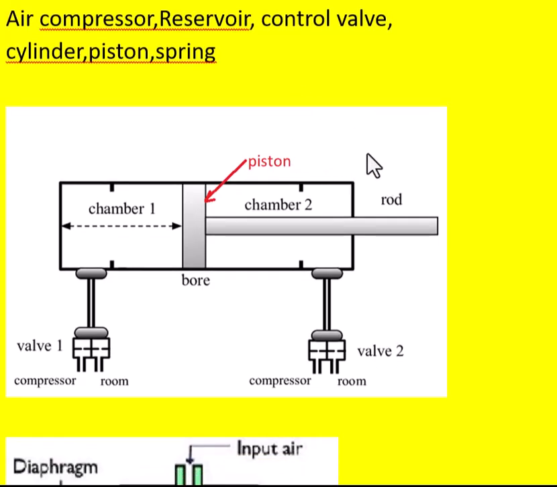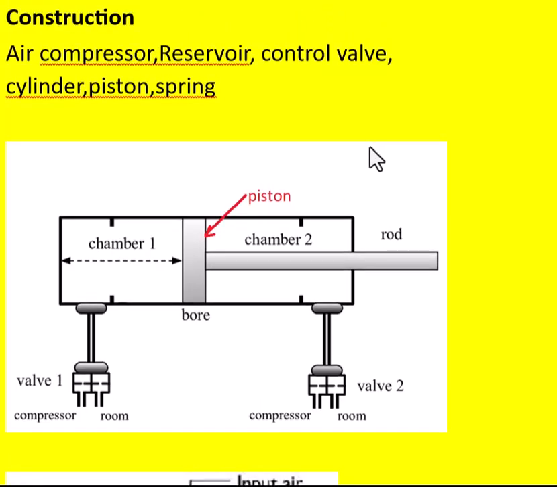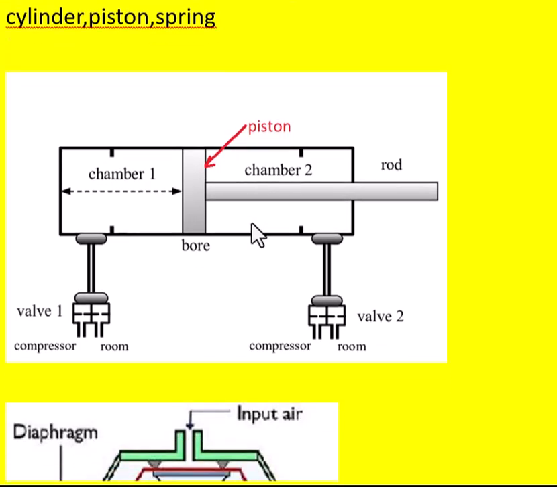The simplified diagram of this pneumatic actuator is like this. It is a cylinder which houses a piston, and the piston has the piston rod like this, and this piston will separate the cylinder into two chambers. One is chamber 1, this is chamber 2, and this piston along with piston rod is called the actuator.